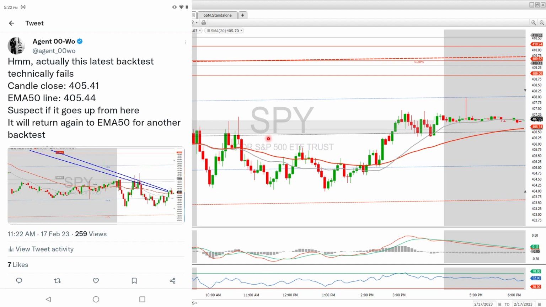Now I'm also going to show you what I showed last night, right here. Red candle straddles the EMA 50. That is a failed back test because the candle close was 405.41. EMA was 405.44. Nope, no dice. That candle body straddled the EMA line, and what happens? Down. I'm going to show you that on the VIX. That's why I'm showing you this example. I just kind of want to jog your memory so you remember what I'm talking about in previous episodes.